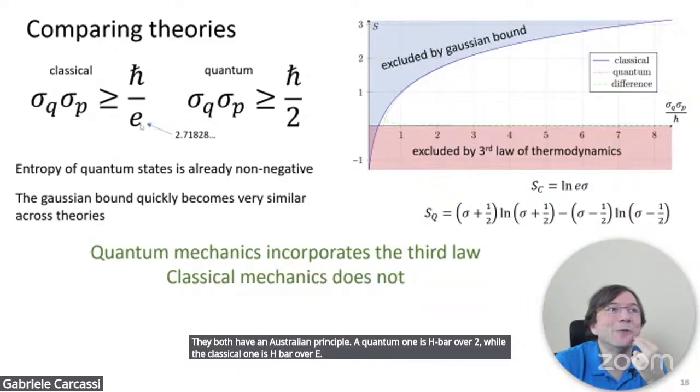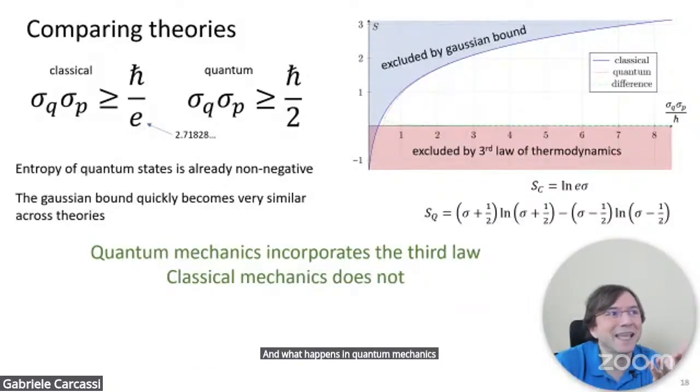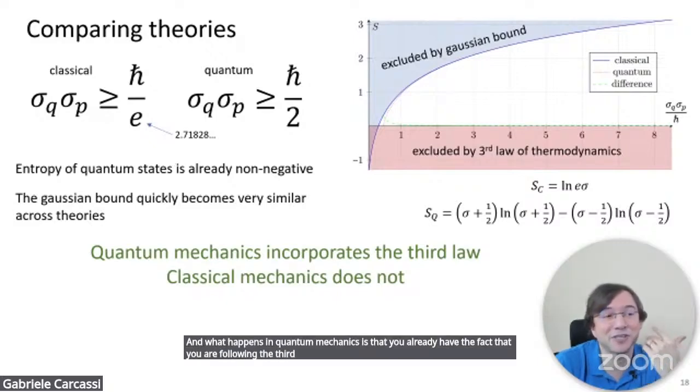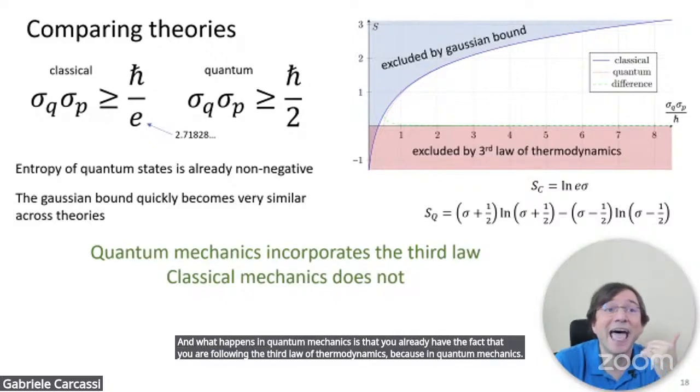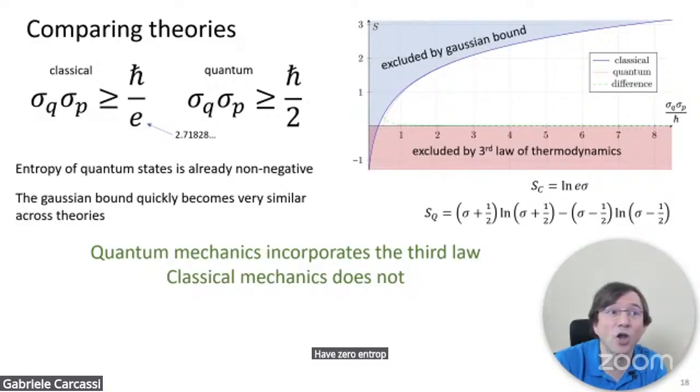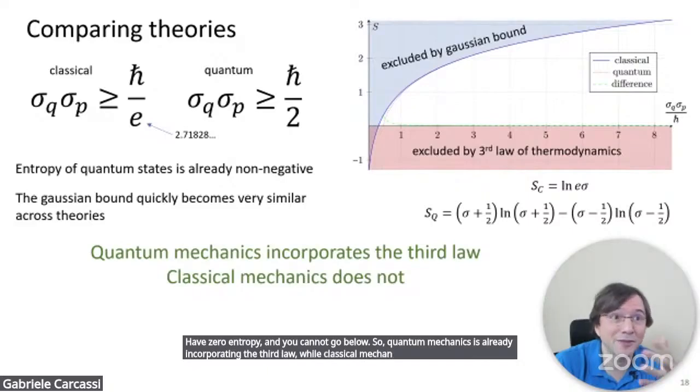And what happens in quantum mechanics is that you already have the fact that you are following the third law of thermodynamics, because in quantum mechanics, a pure state has zero entropy, and you cannot go below. So quantum mechanics is already incorporating the third law, while classical mechanics is not. That's a difference that is clearly there.